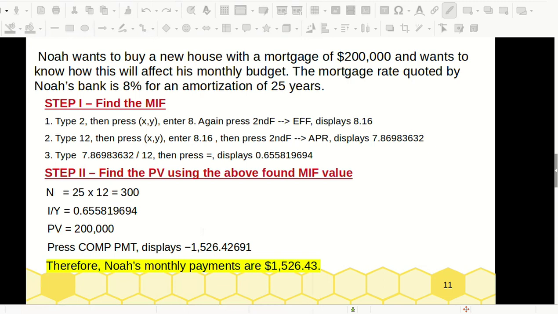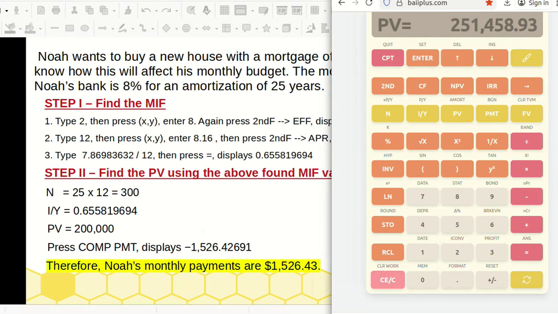Then type 12. Press the XY button again. Enter the EAR value, which is 8.16, to get your APR value. So how do you get your APR value? Press second F and then press the APR key. So now 7.8698 is displayed. Divide that value by 12 to get your MIF. Therefore, in our case, 7.8698 divided by 12 equals 0.65582.